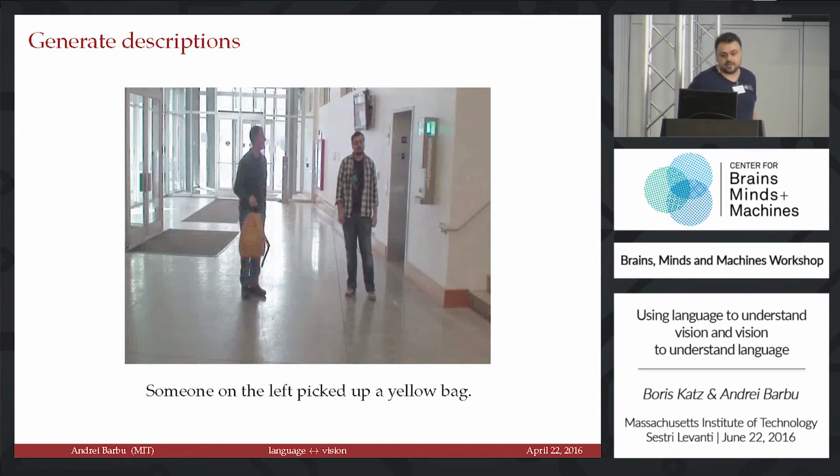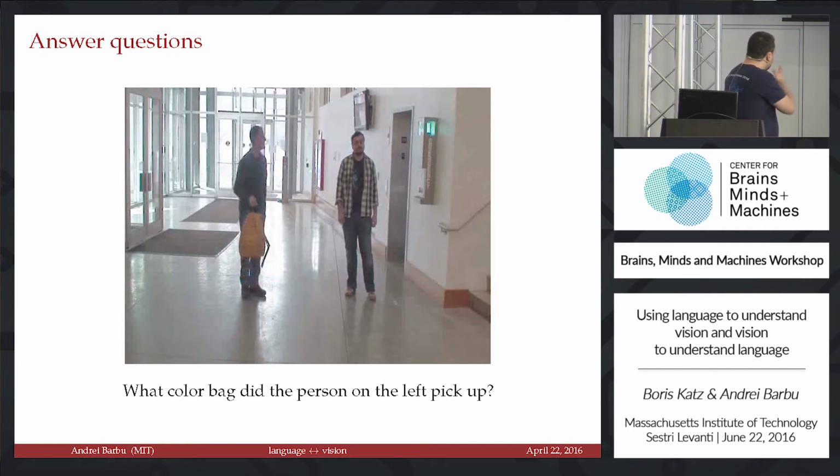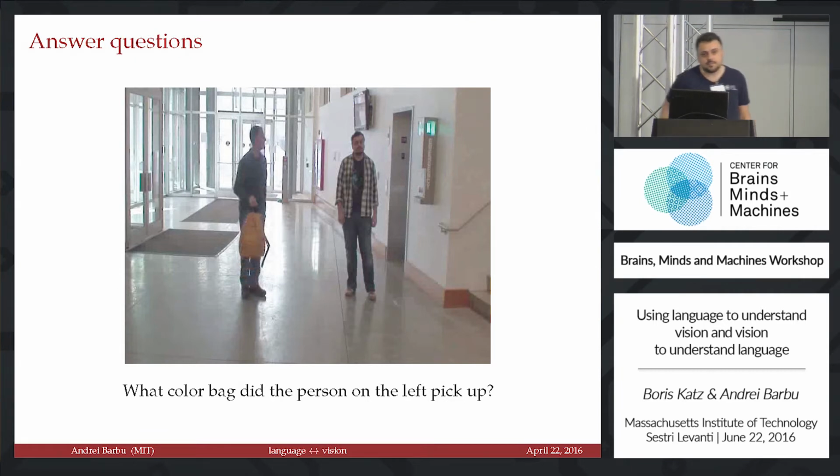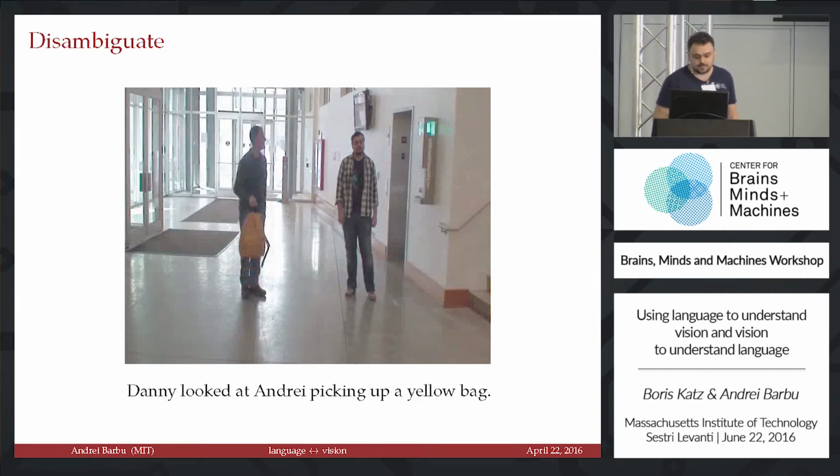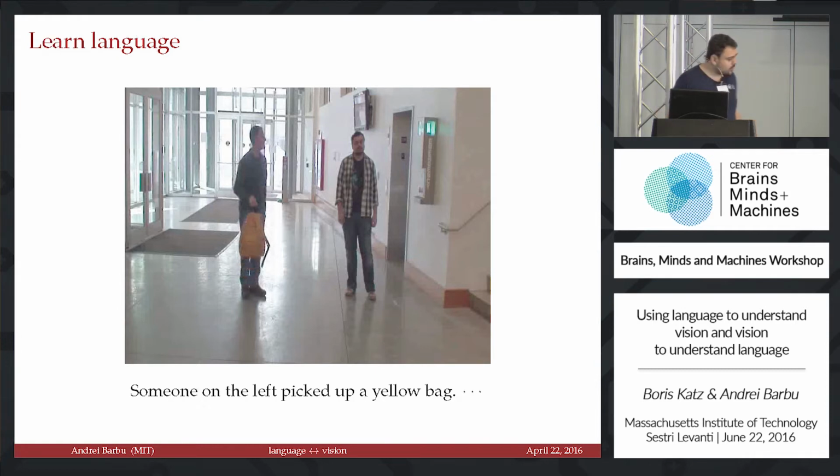Someone on the left picked up a yellow bag. Or if you see the video and the description, you can recognize whether the description is true of the video. I can ask you a question: what color bag did the person on the left pick up? And you can answer the question. You can disambiguate: if I give you a video or an image, and I give you a sentence that could mean multiple things, whether Danny's picking up the bag or I'm holding it or I'm picking up the bag, you can disambiguate it. You can learn language if you get enough pairs of videos and sentences.